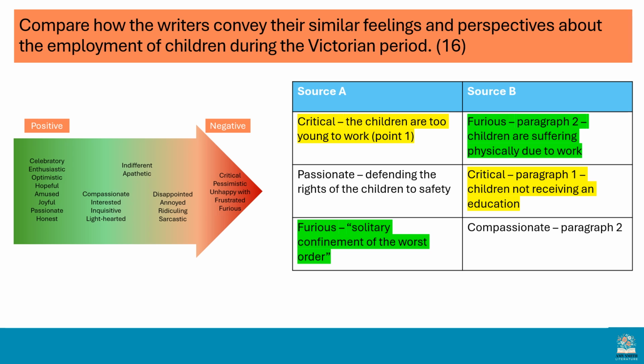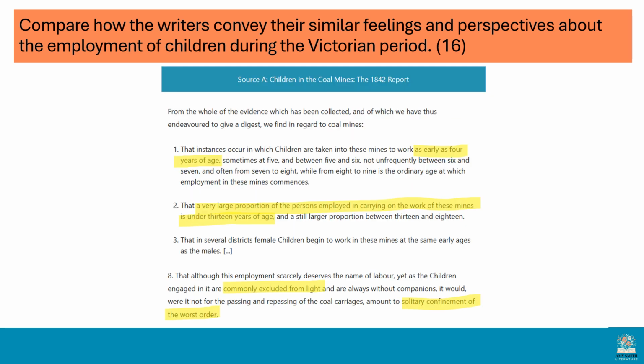So now I've highlighted them to show which ones match. And I can see that for source A and source B, I've got the word critical. And for source A and source B, I've got the word furious. So that is what I would base my paragraph on.